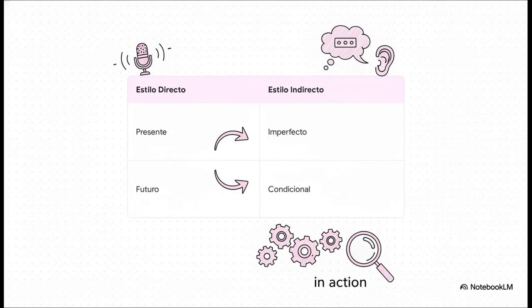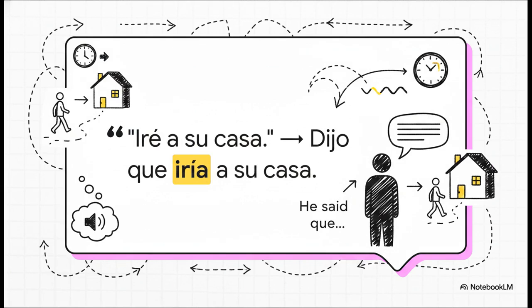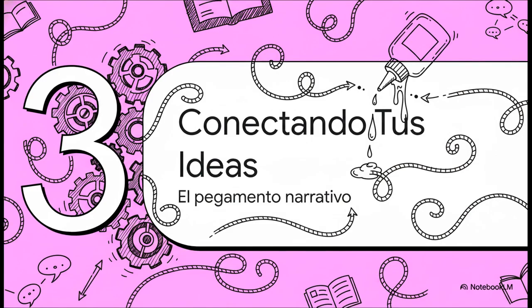Let me show you what I mean. Here's a perfect example. Someone says, "Estoy cansado." I am tired. That's happening right now, present tense. But when you tell your friend about it later, you say, "He said that he was tired." Estoy becomes estaba. It took that one step back in time. Simple, right? And here's that other key shift. The original statement is a promise about the future. I will go to her house. But when we report it, we're talking about a plan that was made in the past. So it becomes, he said that he would go to her house. The future, iré, becomes the conditional, iría. It's brilliant.